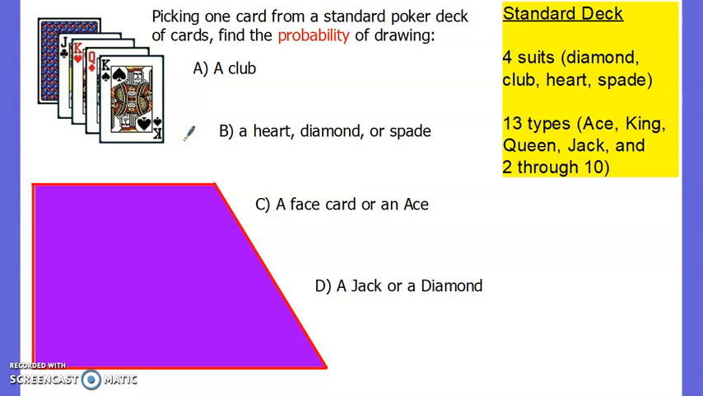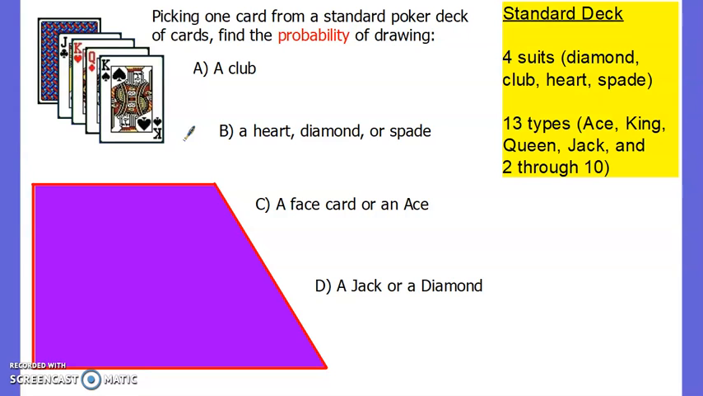If you're picking one card from a standard poker deck of cards, if you don't know about a poker deck, on the right-hand side there, we've got the details of a standard deck. 4 suits, again, diamonds and hearts being red, clubs and spades being black. And then we've got 13 types of cards in each suit. So an ace, king, queen, jack, and 2 through 10 in all 4 suits.